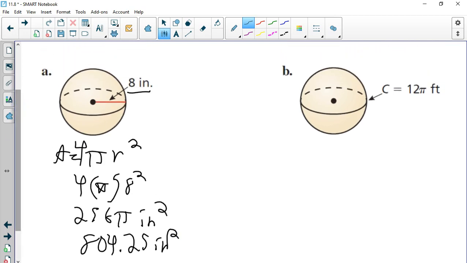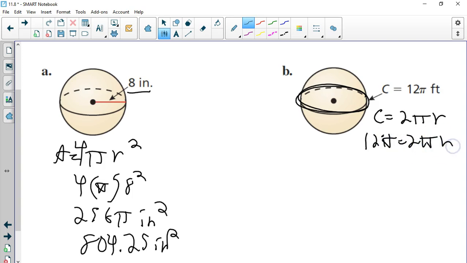Now, on to B. It says the circumference is 12 pi feet. That's the distance around the circle there. Well, now we got to work backwards. We know circumference is 2 pi r. Well, we know, we're working backwards here, we know the circumference is 12 pi equals 2 pi r. So if we divide by 2 pi, both sides, we get the radius is 6. We're not done yet. That's just the information we needed. So this is 6 feet.